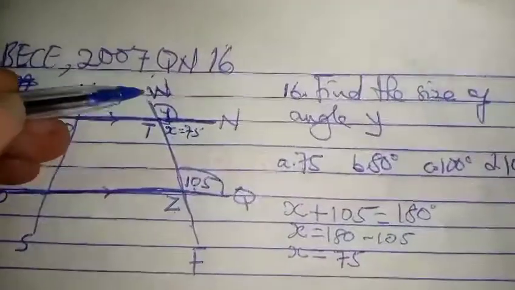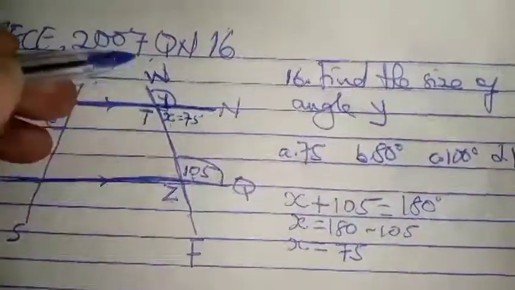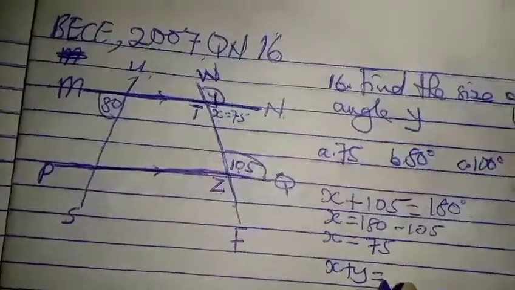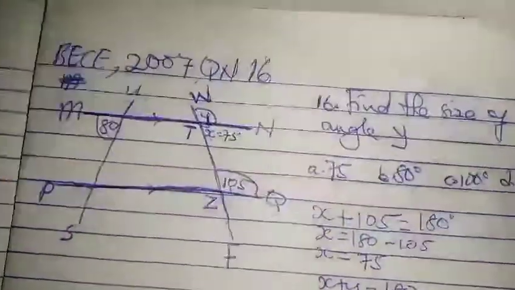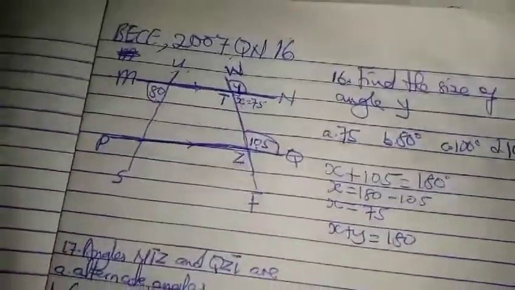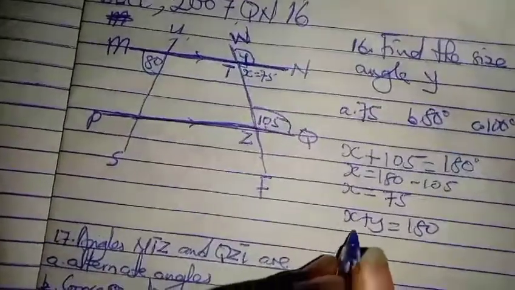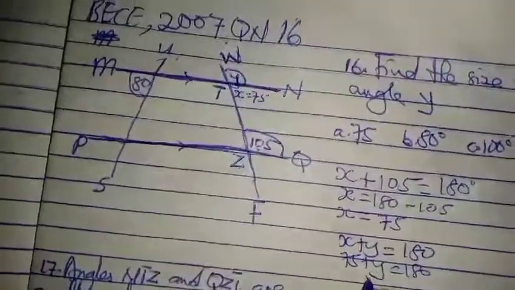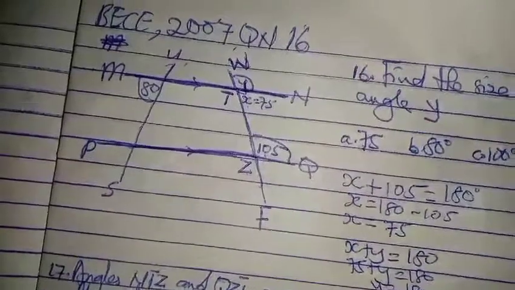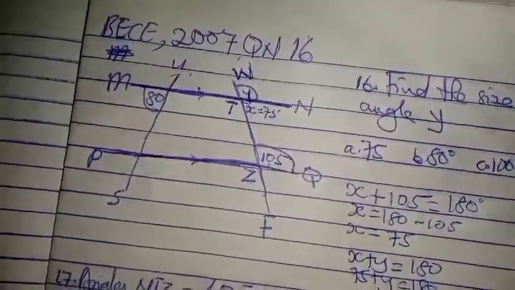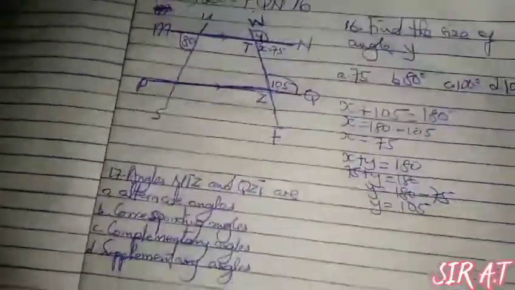And then we know that this is a straight line, angle in a straight line. So X plus Y is equal to 180. That is angle on a straight line. That is what we have learned in our previous lesson. So we know that X is 75 plus the Y, which is equal to 180. So Y is equal to 180 minus 75. Therefore our Y is equal to 105.